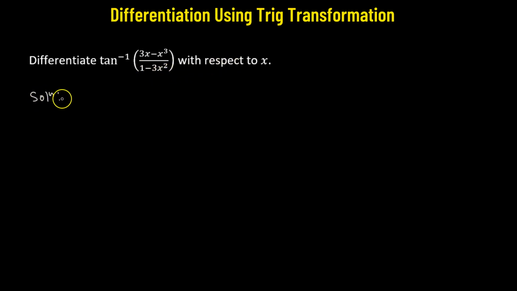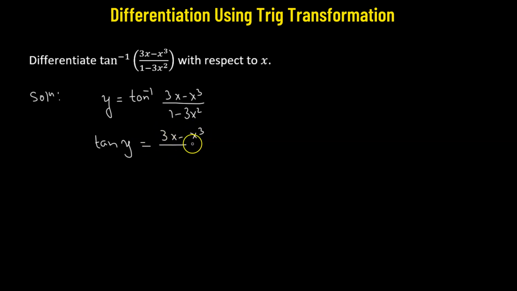So we will begin by supposing y to be equal to tangent inverse of (3x minus x cubed) divided by (1 minus 3x squared). Or simply put, if we take the tangent on both sides, we'll have tangent of y equals (3x minus x cubed) divided by (1 minus 3x squared). So here we'll make a trigonometric transformation. We will suppose that x is equal to tangent of theta.